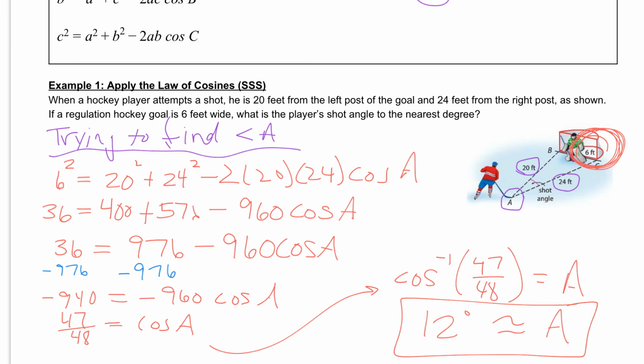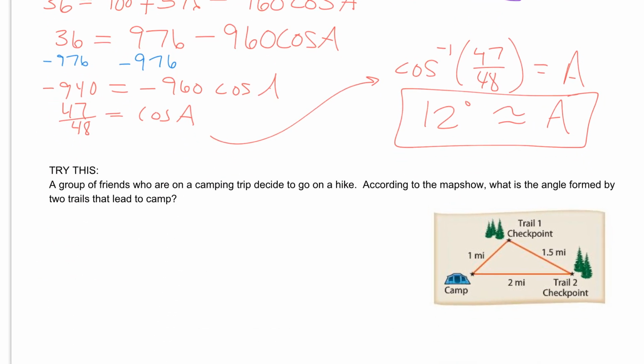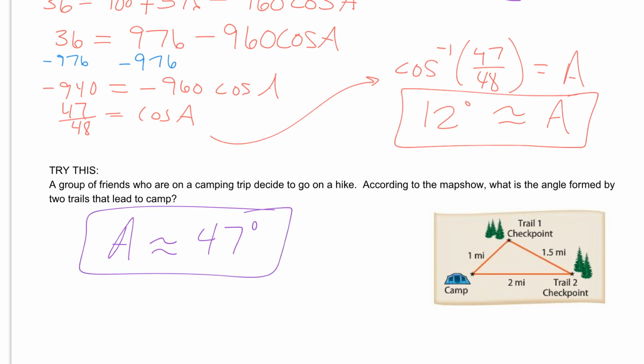If you have questions, let me know. Otherwise, go ahead and try this. So pause it now, unpause it when you're ready to check your answer. If you did try this correctly, you should have gotten that A was approximately 47 degrees. Let me know if you have any questions.